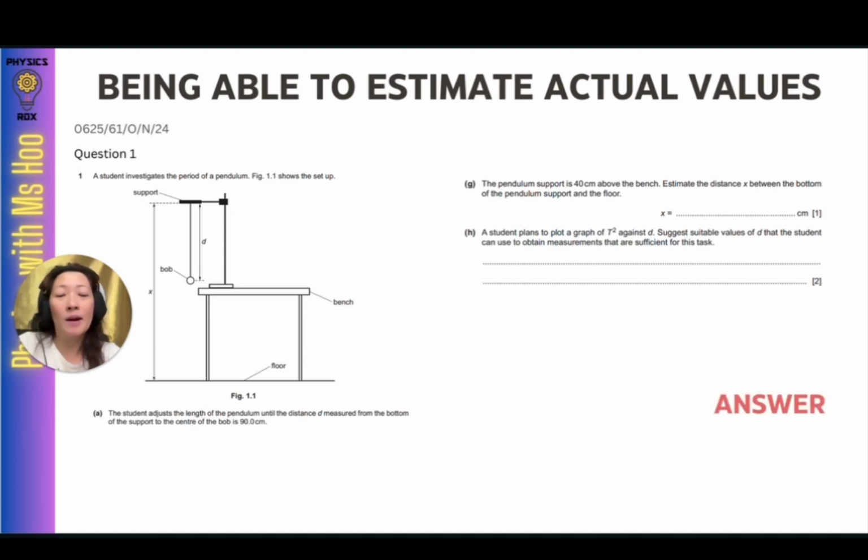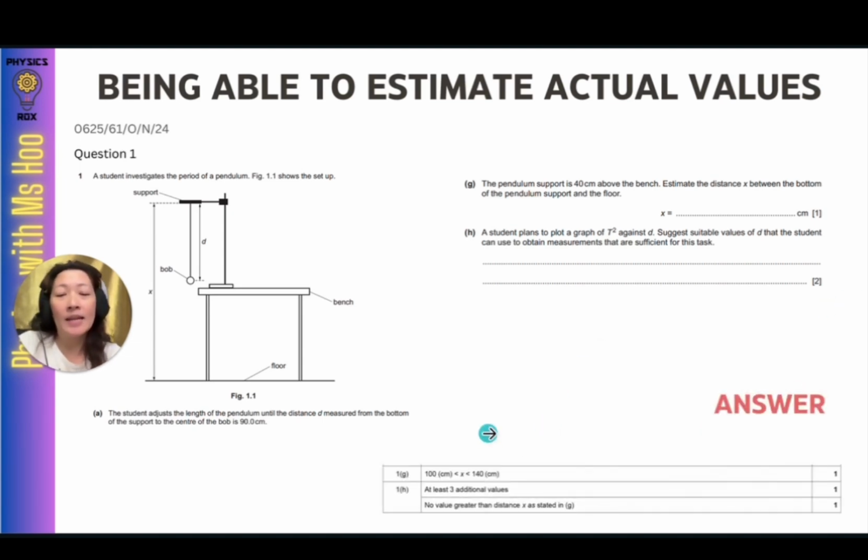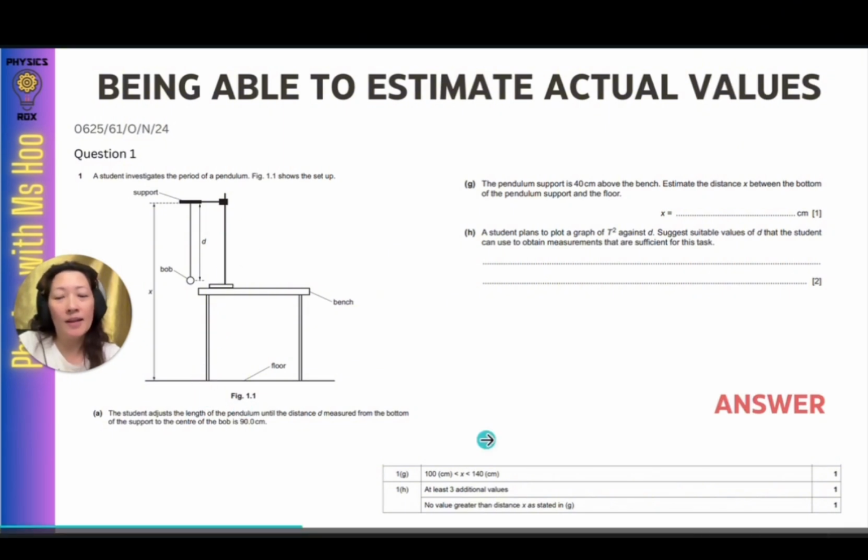As you can see, the mark scheme is a bit open-ended. It accepts a value between 100 and 140 centimeters. Because as you can see, this value is based on the values I've given you here at the beginning of the question where it tells you D is about 90 centimeters.